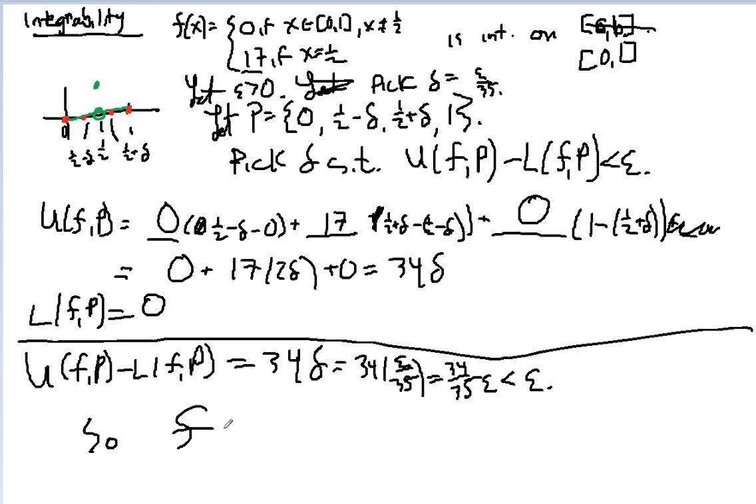So f is integrable on [0, 1]. That's the basic strategy: if you have some sort of weird function where you might have a discontinuity, you try to isolate these discontinuities by picking your partitions so that the distance between them is small.